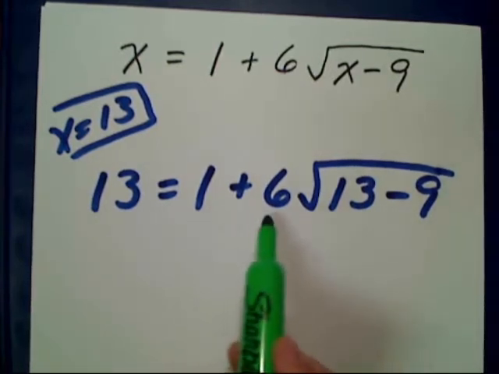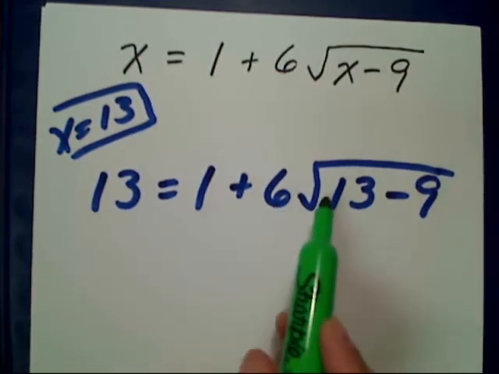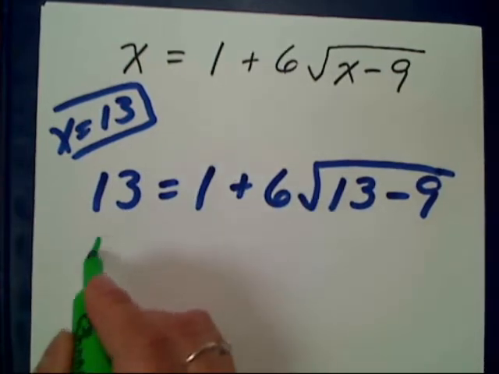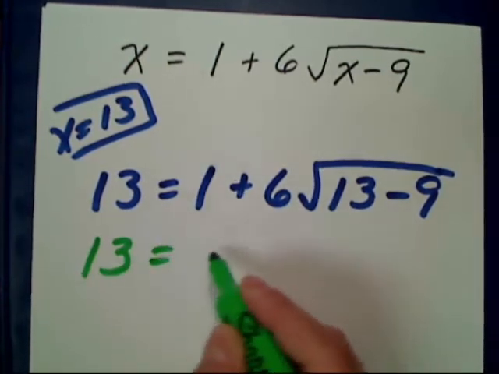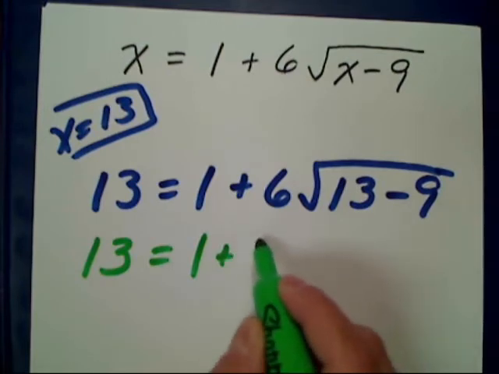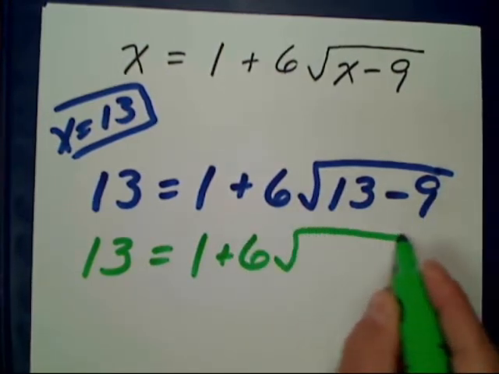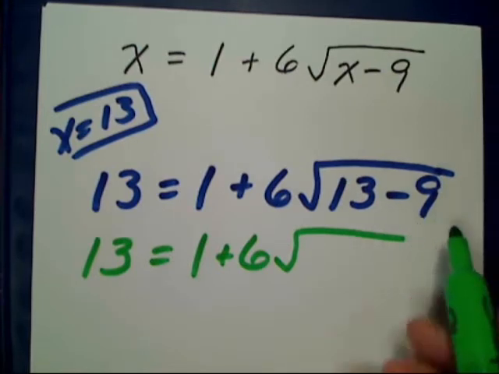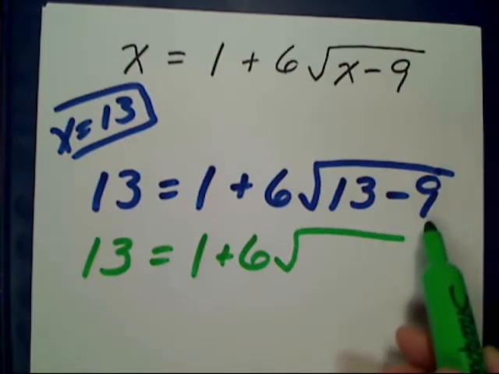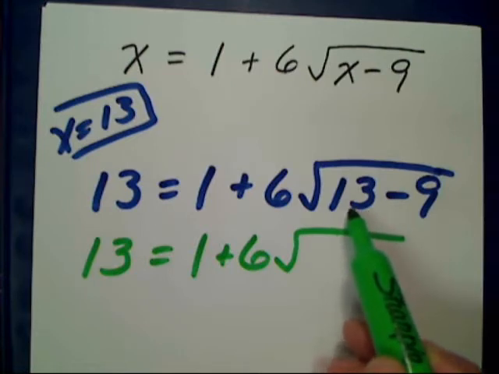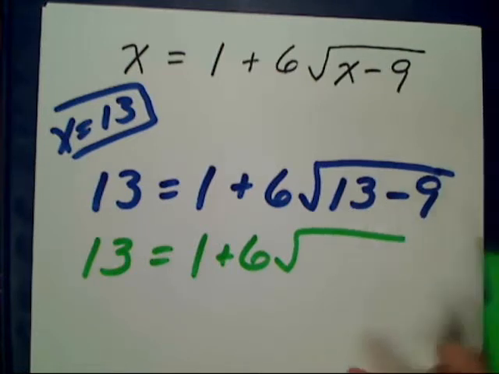We do not do this addition first. 6 is being multiplied. Multiplication happens before addition in our order of operations. But that multiplication doesn't happen until we simplify underneath the square root. 13 minus 9. It's nice subtracting 9 from a teen number because you just add the two digits together. 13 minus 9 is 3 plus 1, or 4.